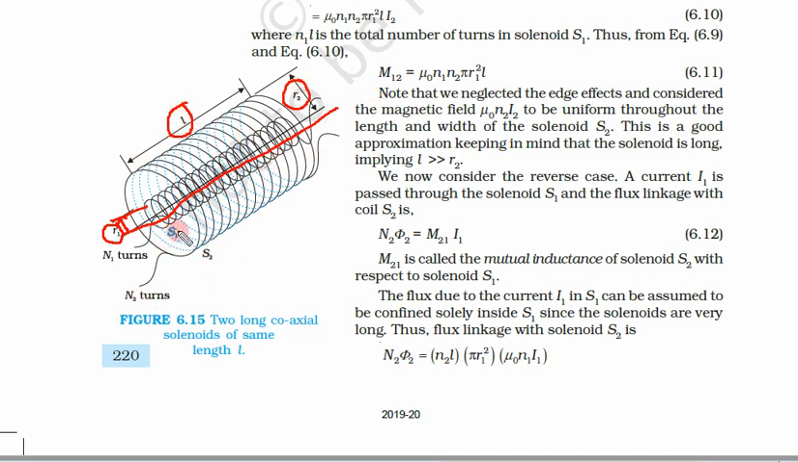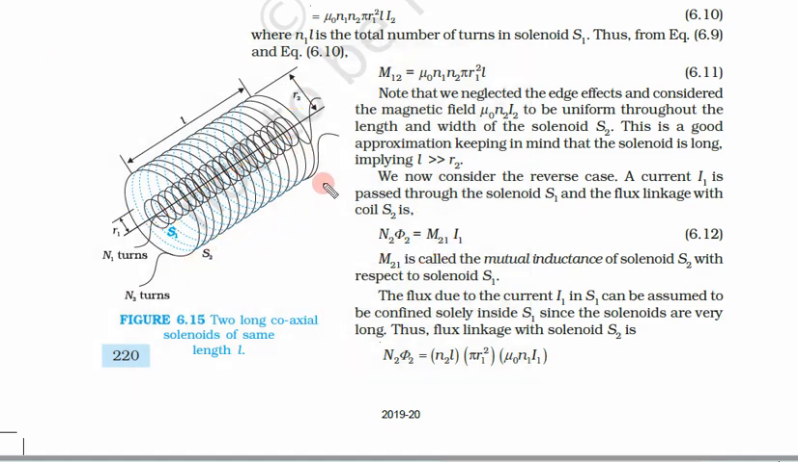Now this coil is called S1. Oh, sorry, S2. S1 means solenoid 1, coil or solenoid. And this S2 is solenoid 2. So we have two solenoids which are on the same axis. Length is equal to L. Radius of the bigger solenoid is R2. Radius of the smaller solenoid is R1. So this we have.